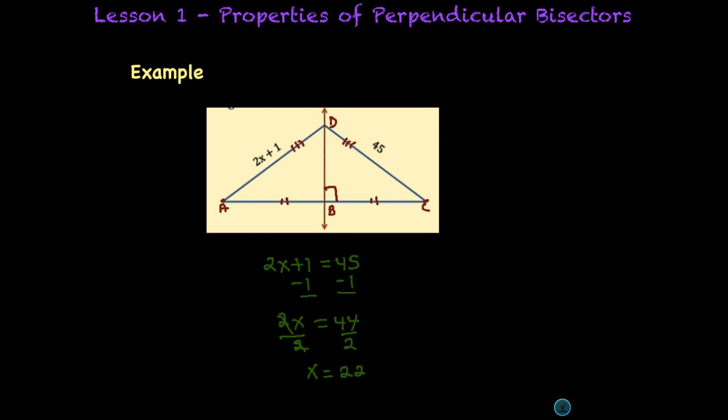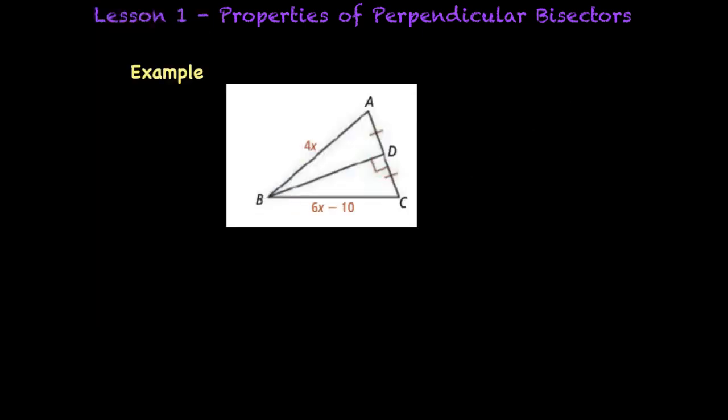Let's try one more example. Okay, in this example, our triangle is marked. We know that this is a perpendicular bisector, so we know BD is the perpendicular bisector because we have a right angle and we have congruency marks.